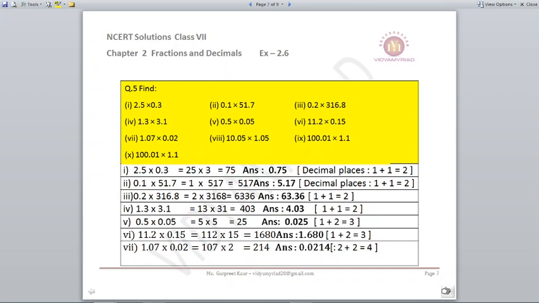2.5 multiplied by 0.3. Let's see how many decimal places. For 2.5, 1 place. For 0.3 also 1 place. What is 1 plus 1? 2 decimal places. Okay, keep it to your rough side. Now multiply 25 into 3 only. 25 into 3 is 75, and I need to put the decimal after two places. So 5 and 7 and then point. Nothing is there, so put 0. So what is your answer?